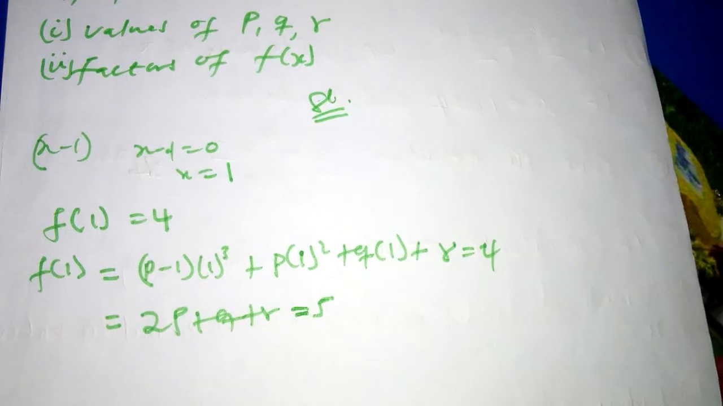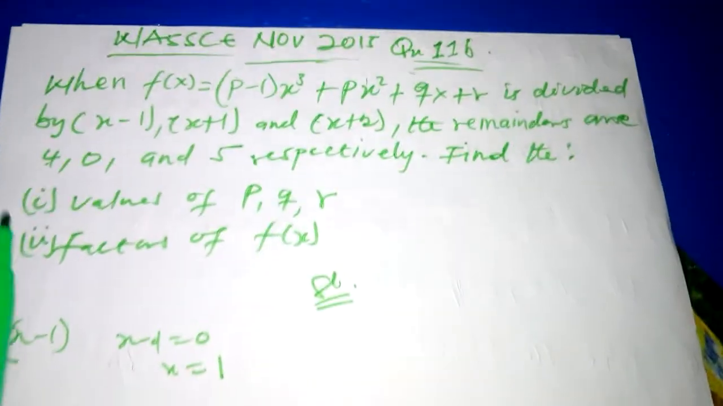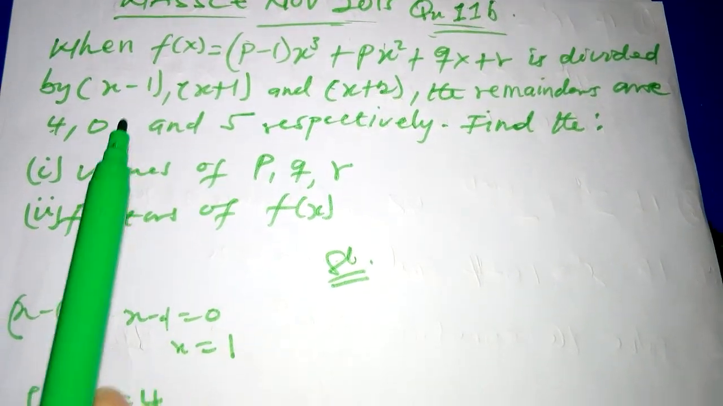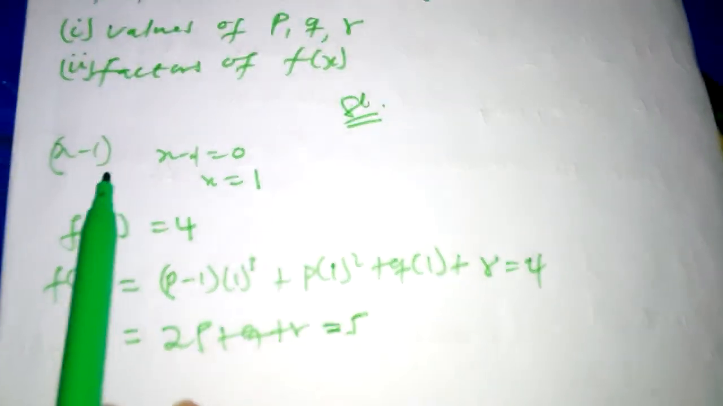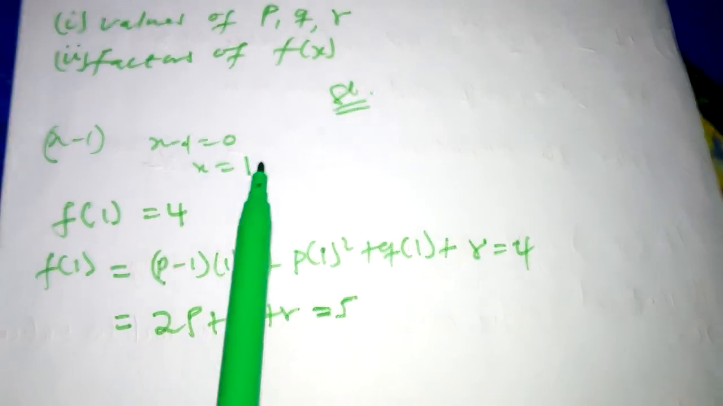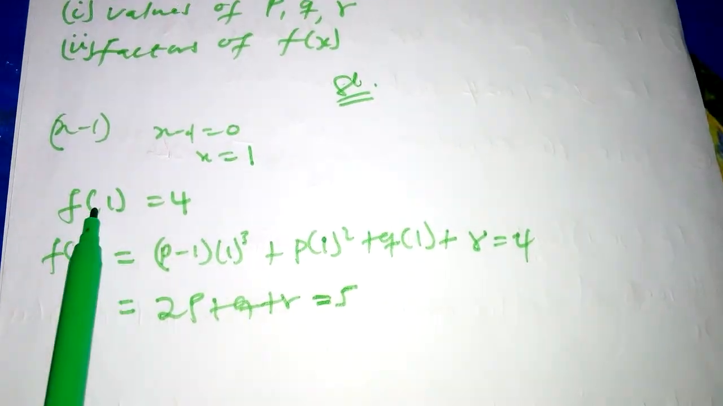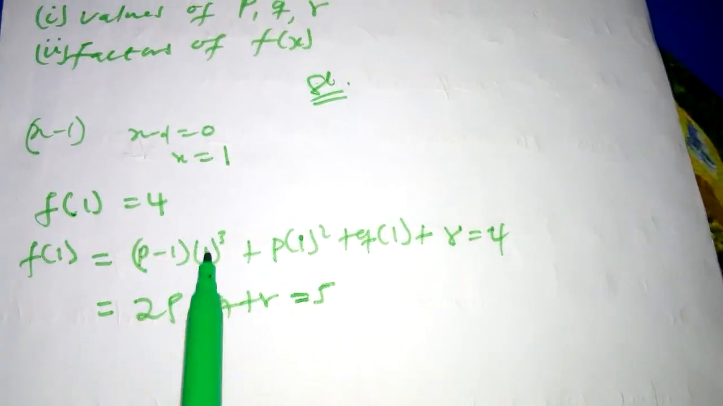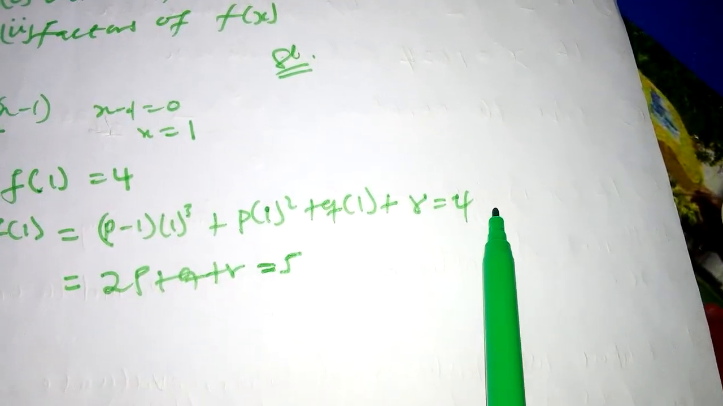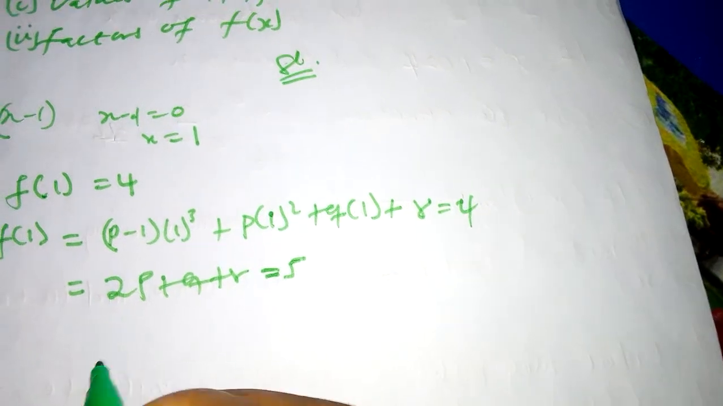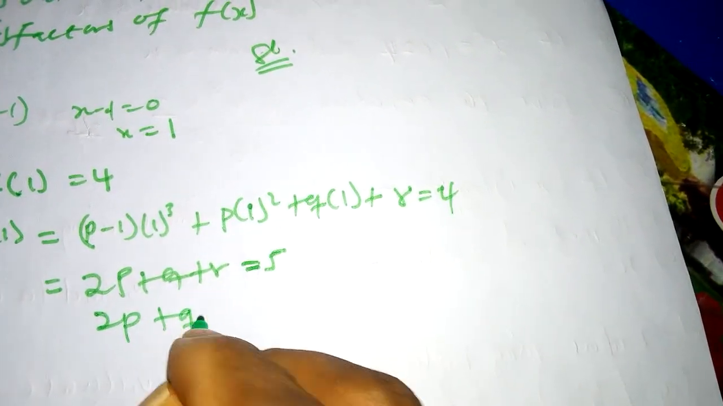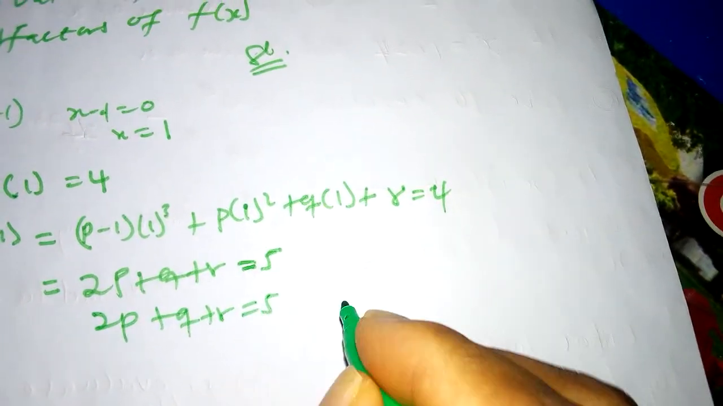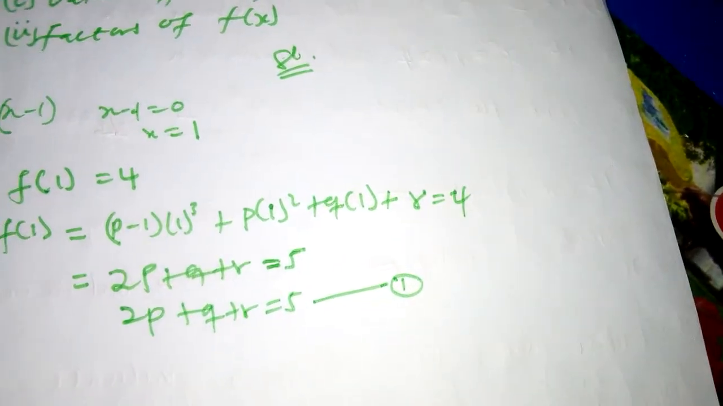So we take the first factor, which is s minus 1. We equate it to 0, and we get s equals 1. It means that when you find f of 1, it should give us a remainder of 4. F of 1 equals 4, and then we get this equation, which is 2p plus q plus r equals 5. So we name this one our first equation.